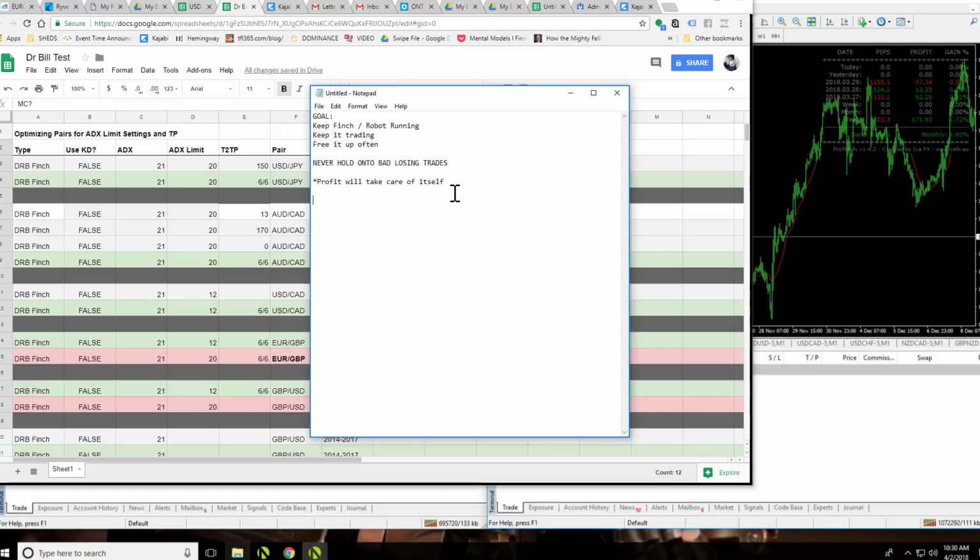Now, you can run this experiment on Finch 2.5.1. You could run it on the Kingfisher robot. You could run it on Dr. Bill Finch, which we're going to look at in a moment. I don't care what you run it on, as long as you keep the robot running, you keep it trading, you free up bad trades often, and you do not hold on to losing trades.